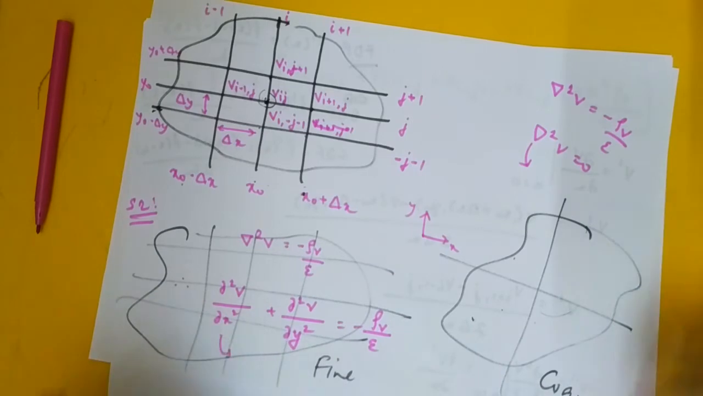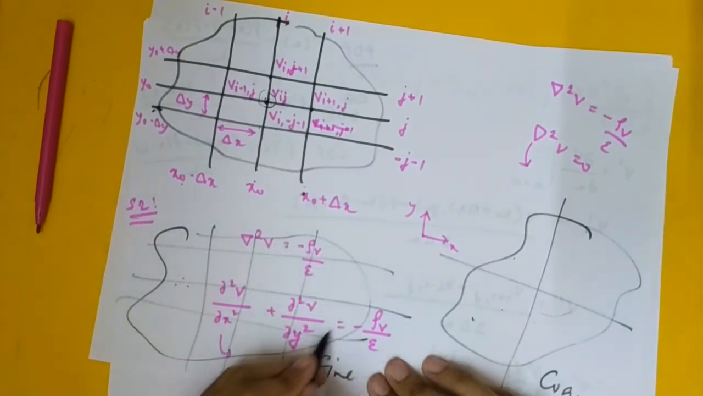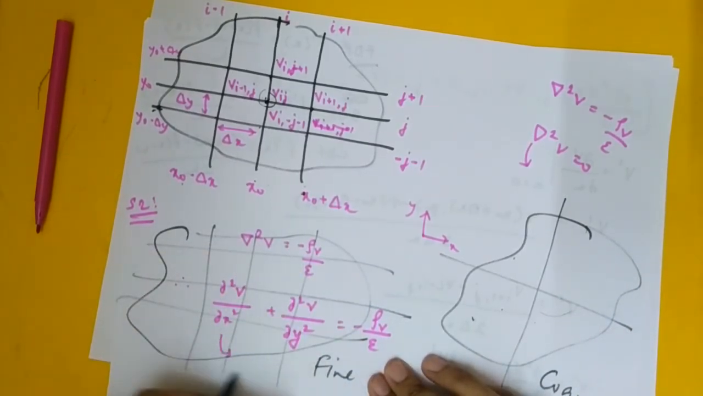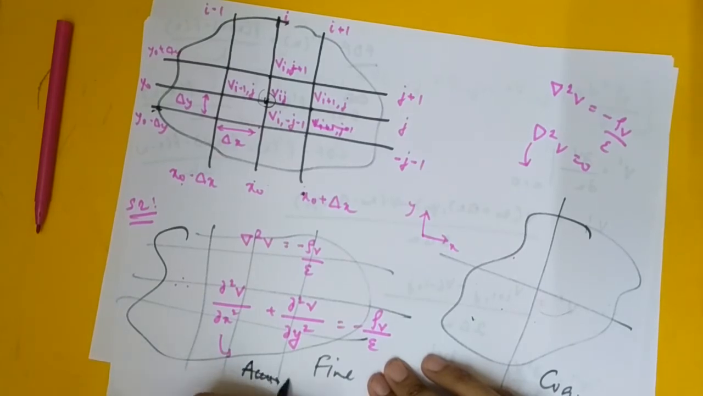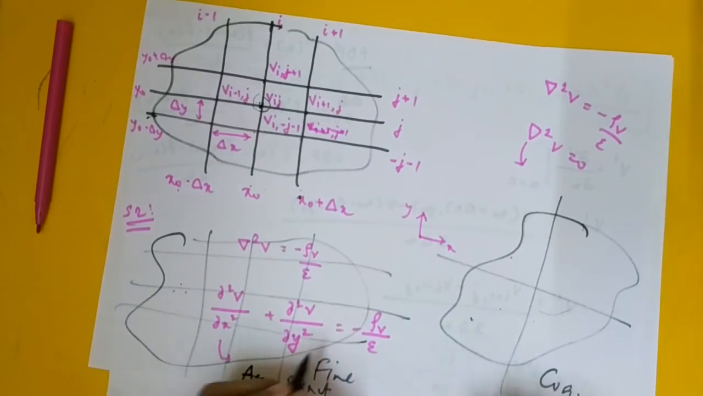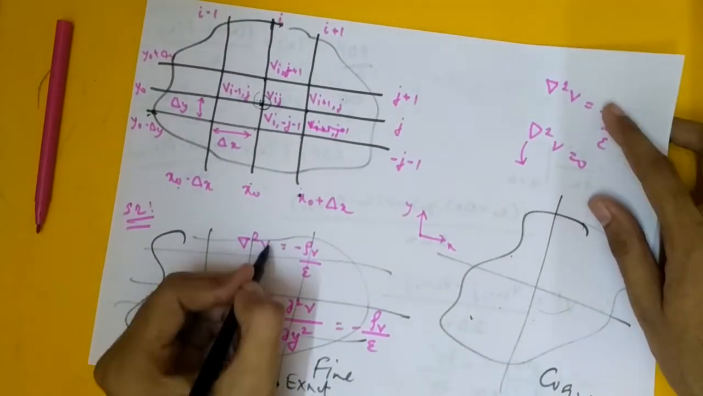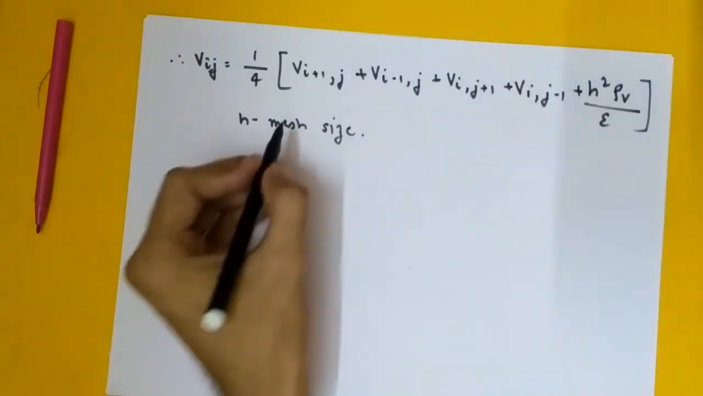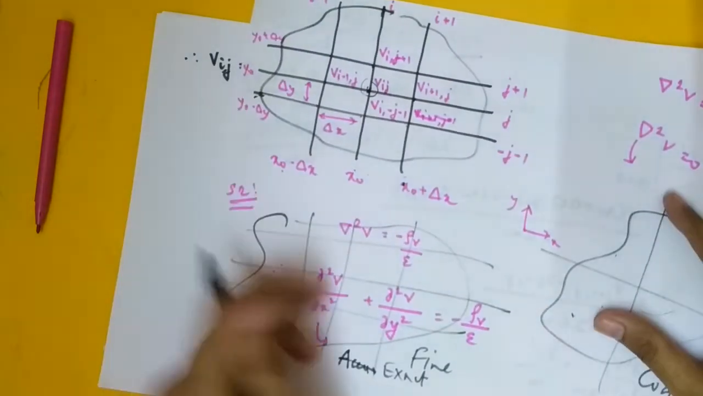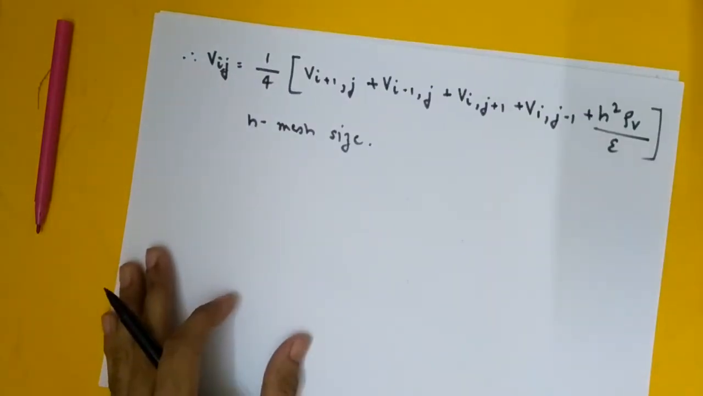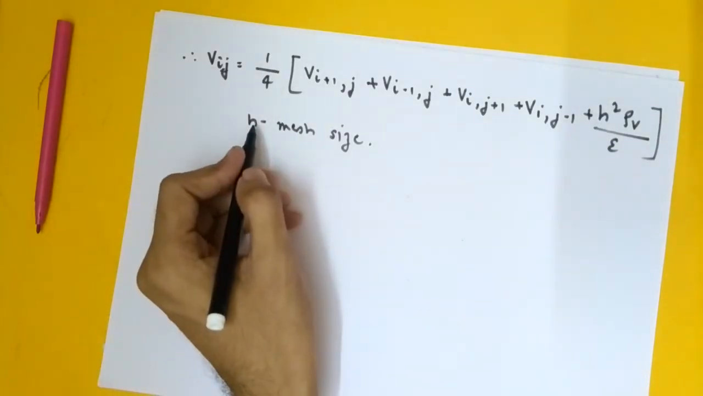So which solution will be better? Obviously I am taking more points here to solve. So this solution will be more close to the actual answer or the exact answer, right? And this will be quite far away from the exact answer, right? So this mesh size should be what? As small as possible, meaning more points will come. Okay, so we can say it tends to 0, right?